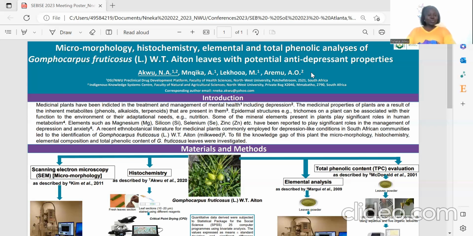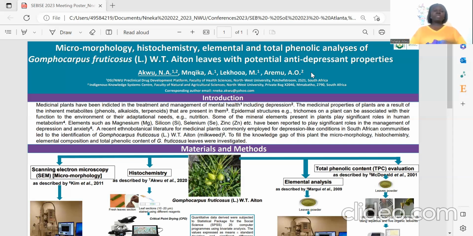How then did we go about this research? Phytometabolites, like you all agree with me, because of their presence in plants, plants are being used for therapeutic applications such as depression and others. Besides the phytometabolites present in them, most importantly the secondary metabolites, the mineral elements in them also play a role in their therapeutic use. How then did we analyze the micromorphology, the histochemistry, the elemental, and the total phenolic content of this plant?